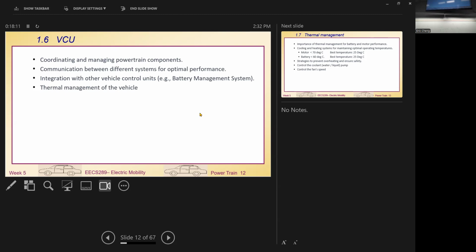Between them, we also have communication between different systems. For the basic communication channel, we are using CAN bus to do all the data processing and also all the control. So that's how the VCU shall look.